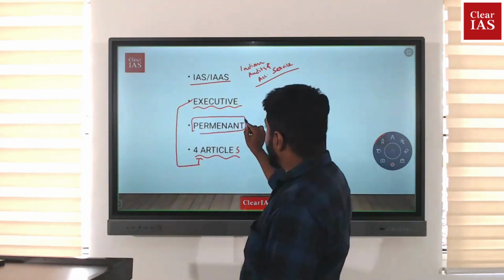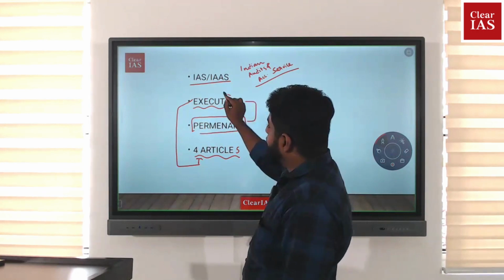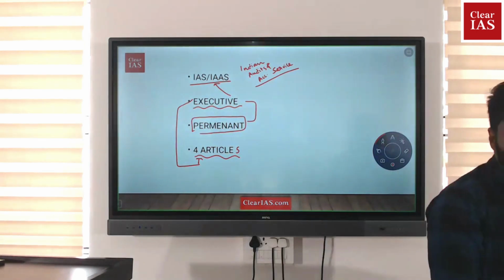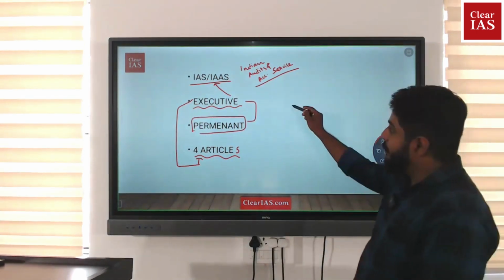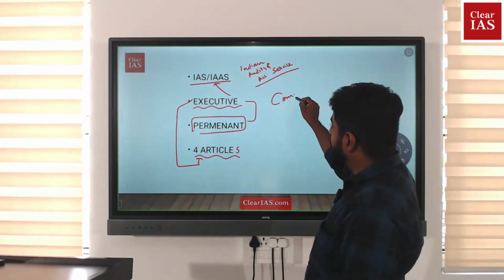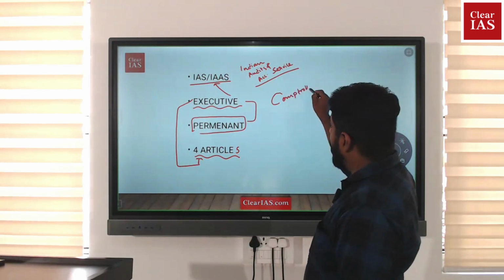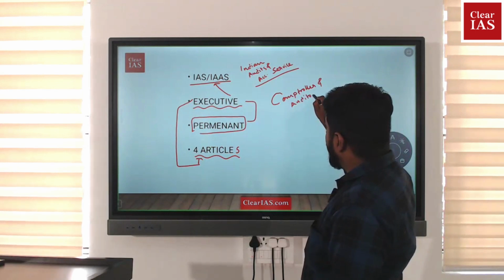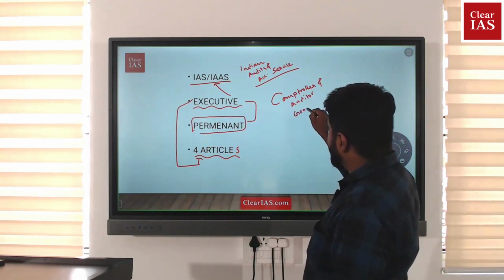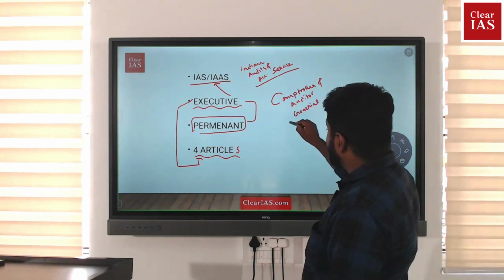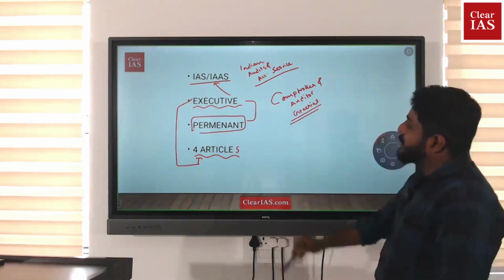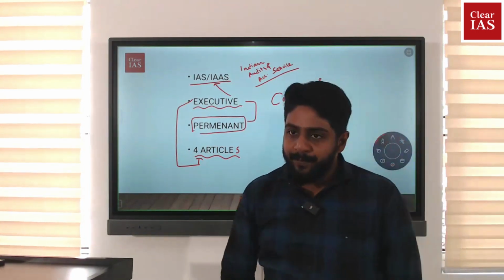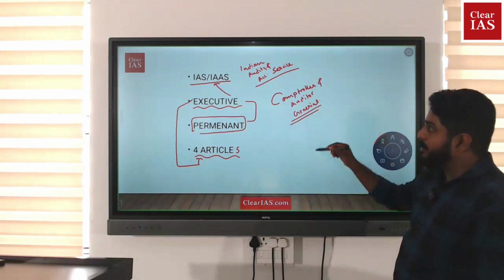And this permanent executive is in fact a senior IAS officer or, at maximum, an Indian Accounts and Audit Service officer. And this person is in fact known as the Comptroller and Auditor General of India. Fine. So the Comptroller and Auditor General of India, in fact, is mentioned under which part of the Indian Constitution?